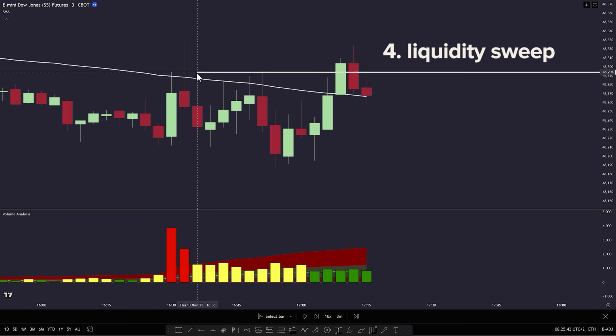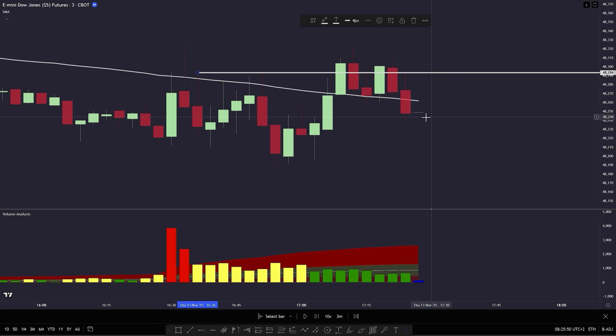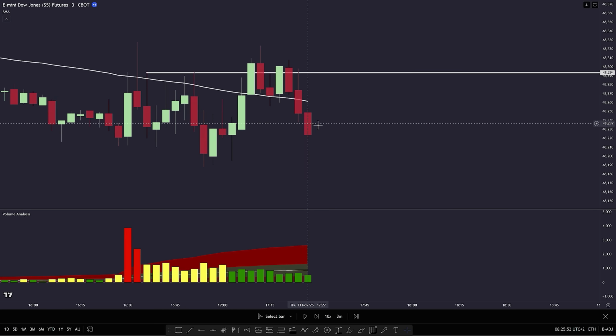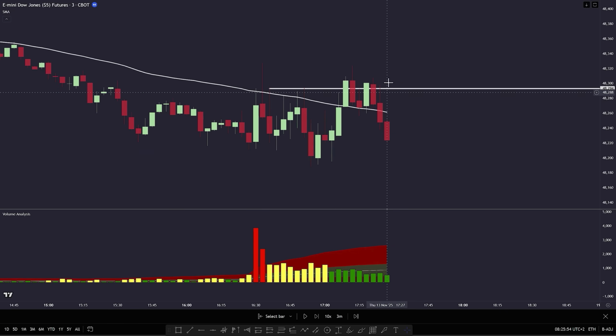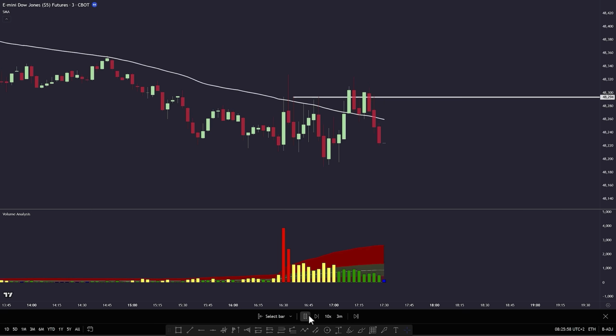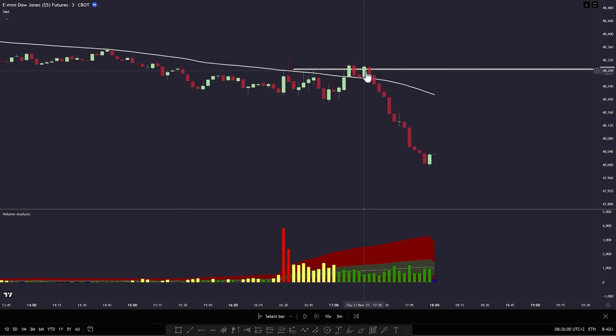And watch this level here. Price ran right above it before reversing. That's a liquidity sweep trapping breakout buyers. When price closed back below the line, that's your signal. Stop above the liquidity run. Target at the next support. And look at that. The breakout was a complete trap.